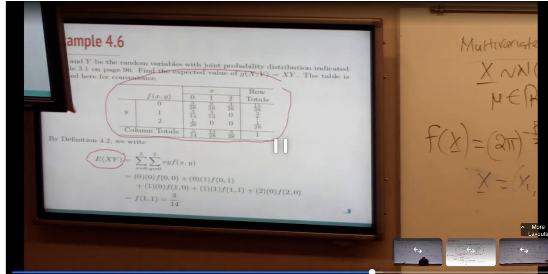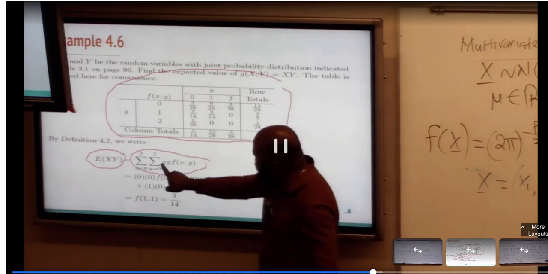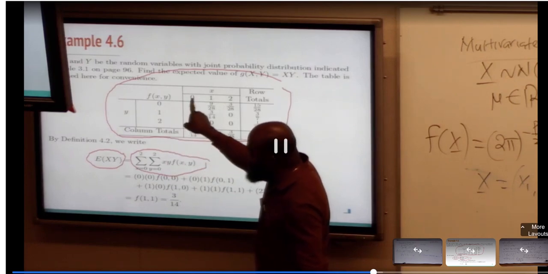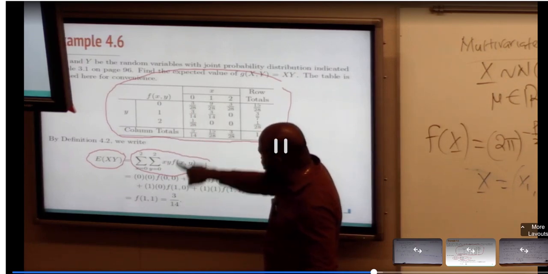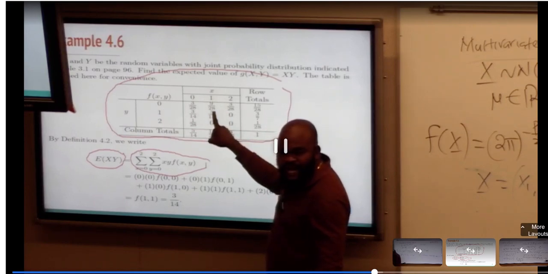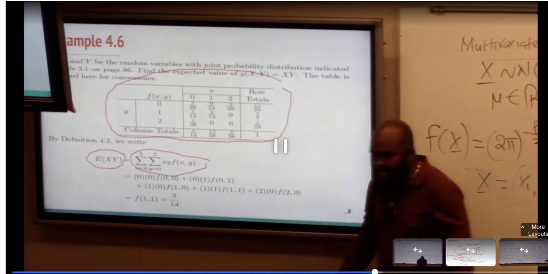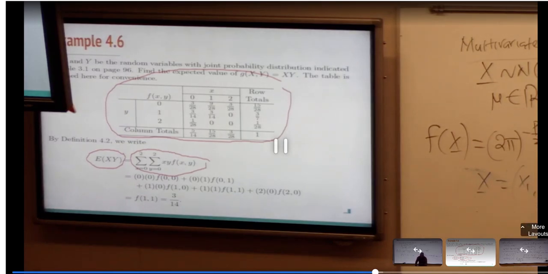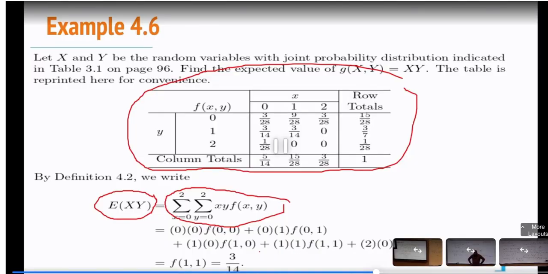Now, if I want to do that here, look at what I'm doing. X, Y, I'm going to 0, 0, multiply by its corresponding probability. 0 times 1, multiply. I'll do that all the way, and that will give me 3 over 4 at the end of the day. Is there any question on how to go about that? Finding the expectation of a product. Any question on that?